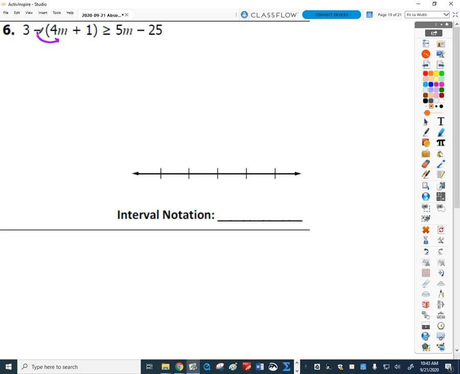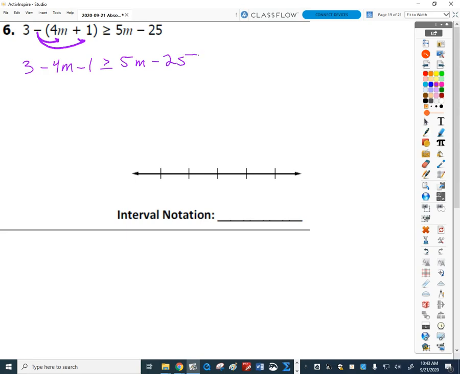So that means I'm going to go ahead and I got to multiply first, right? I'll distribute the negative, which is like multiplying by -1. So I'm going to get 3 minus 4m minus 1, right, is greater than or equal to 5m minus 25.